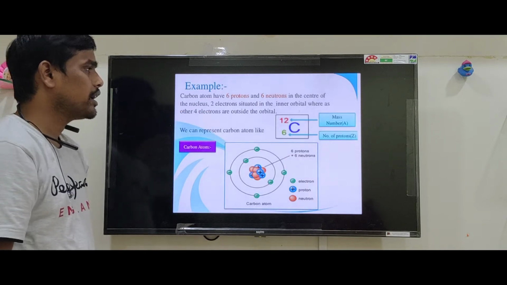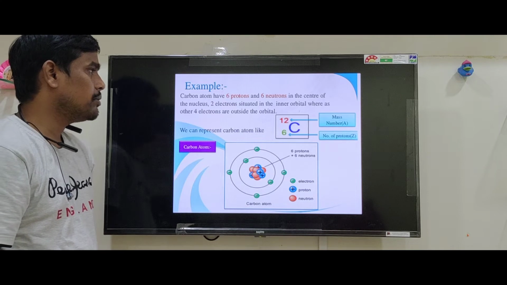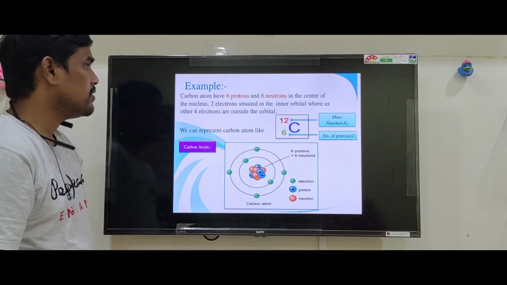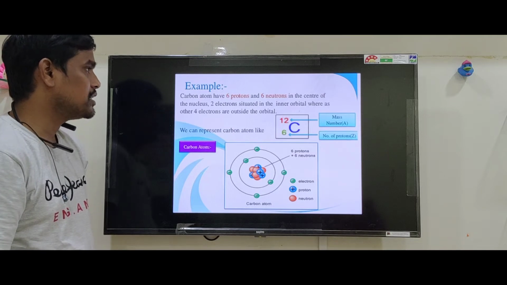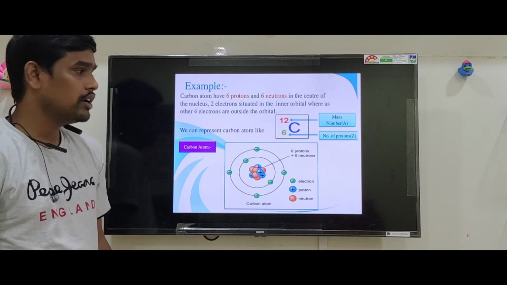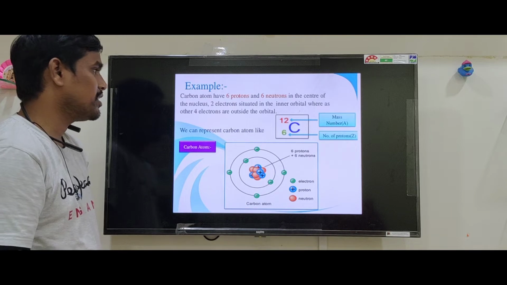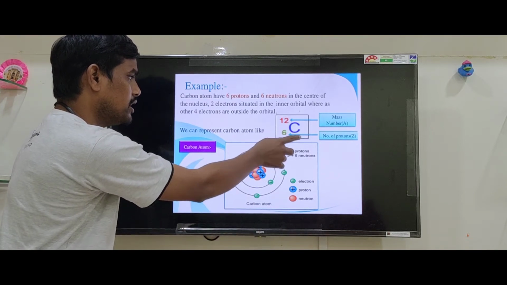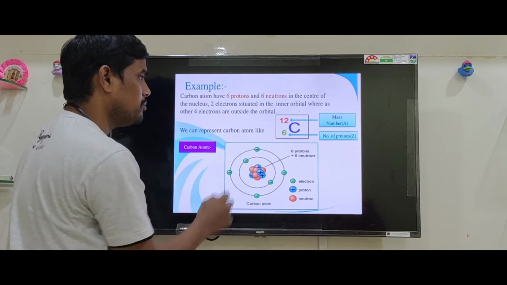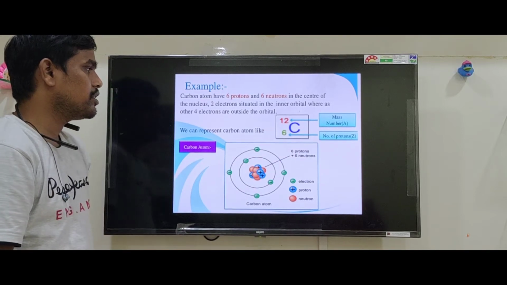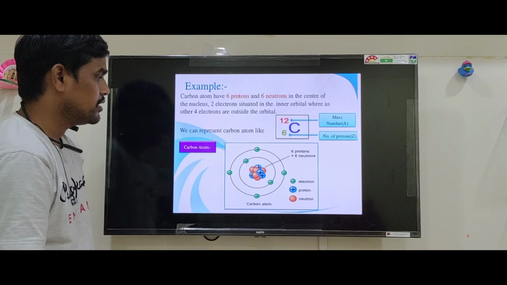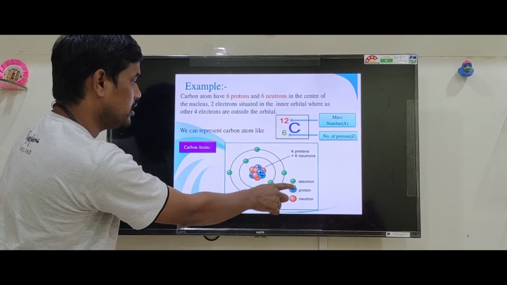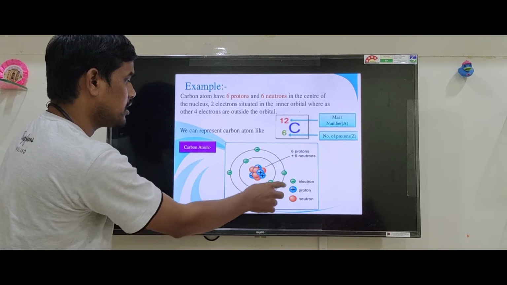For example, a carbon atom has 6 protons and 6 neutrons. In the center is the nucleus, 2 electrons are situated in the inner orbital, whereas the other 4 electrons are in the outer orbital. Like this, we have carbon with 6 protons and mass number 12. We can represent the carbon atom like this: 6 protons and 6 neutrons in the nucleus, and 6 electrons in the outer orbitals.